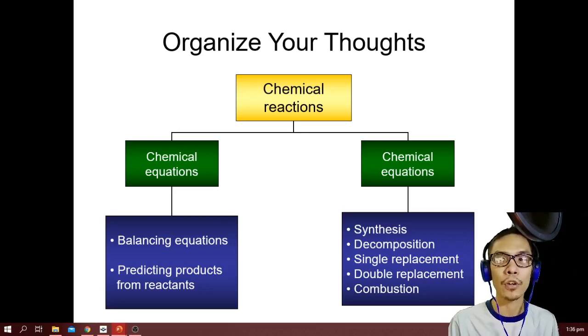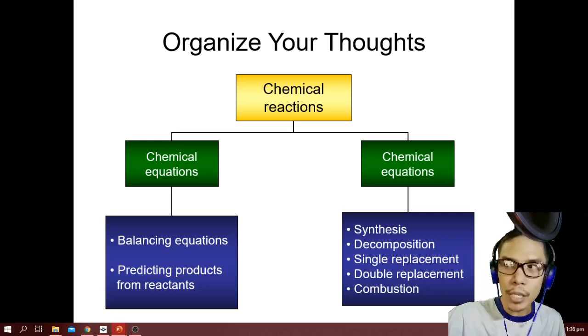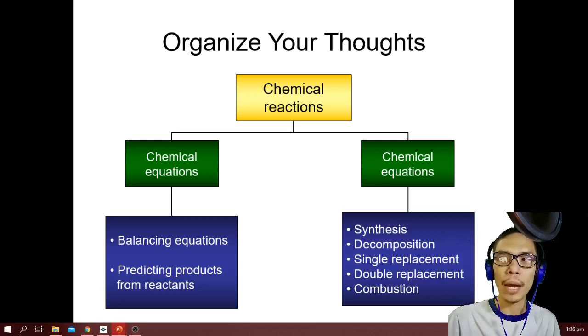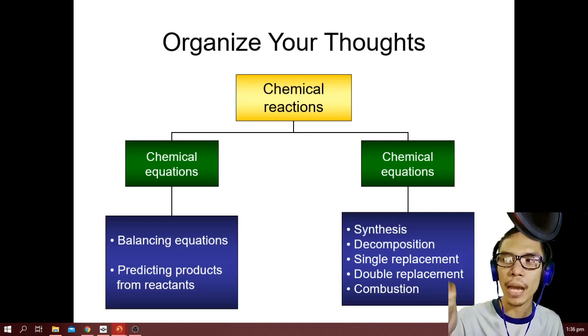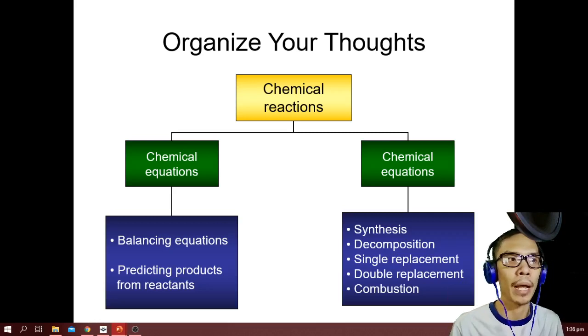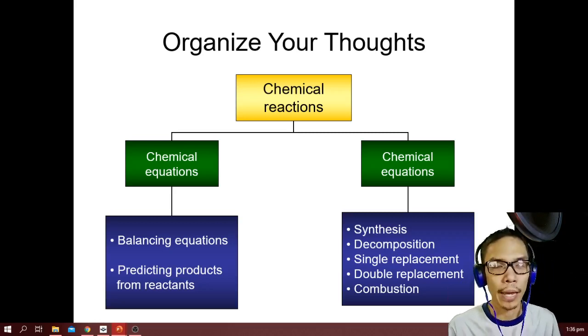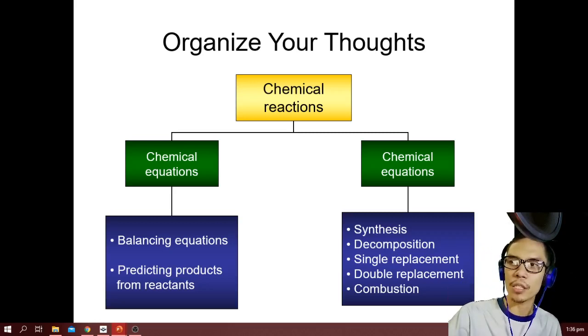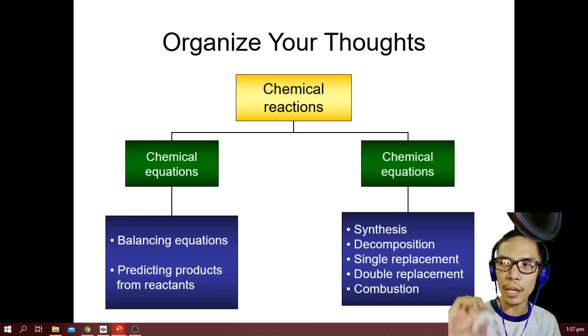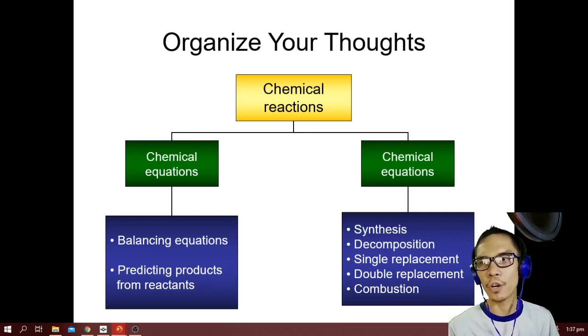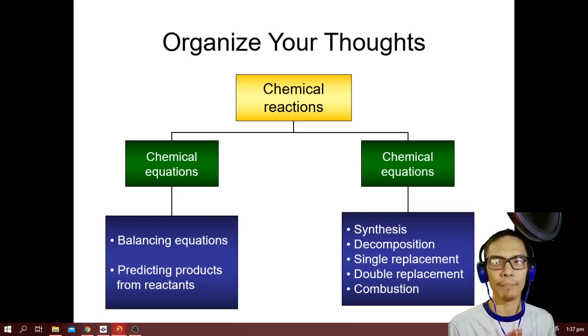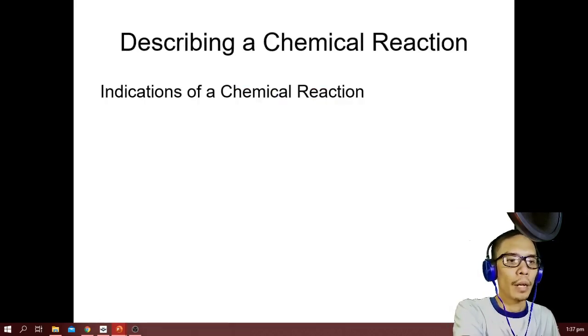Next, predicting products from reactants. The other side is also chemical equations, but it talks about the different types of chemical reactions. We have here synthesis, decomposition, double displacement, single replacement, and combustion. All of them we will talk about here in this video lesson. Alright, so let's get started.